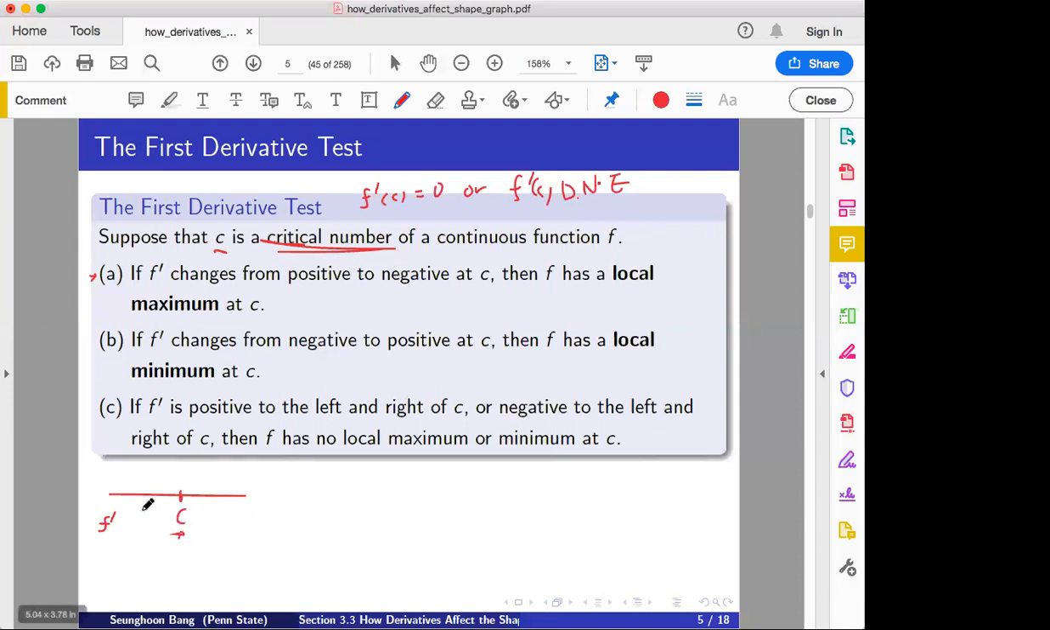You can check the left-hand side. The left-hand side is positive, and the right-hand side is negative. What is the graph of f? The graph of f is increasing and then decreasing. So we have f of C as a local maximum.